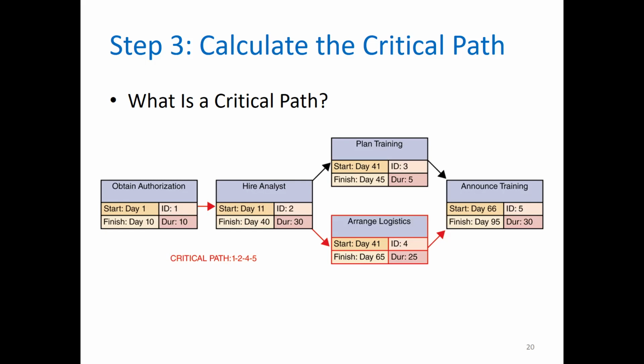So if we are to determine the critical path for this particular project, it would be task ID 1, task ID 2, task ID 4, and task ID 5. Therefore, in order to complete the project on time, this particular set of tasks must not fall behind schedule. Otherwise, the entire project may be delayed.